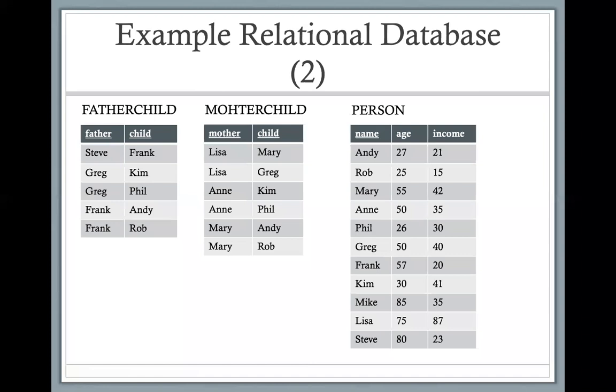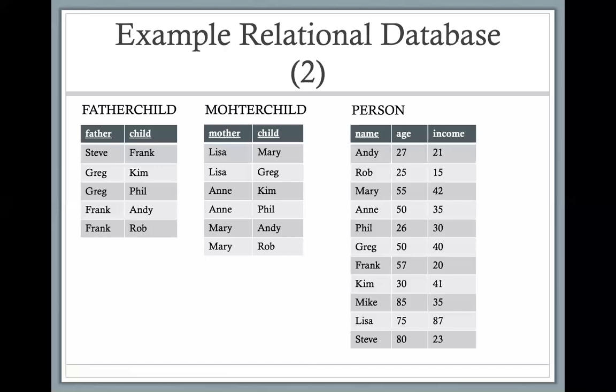Yeah, so I need this information, which is in these two tables, father child and mother child. Because I'm not looking at age or income at all. So what do I need to do? I need to join these two tables, right? So join these two tables. What is the join condition? Anybody?